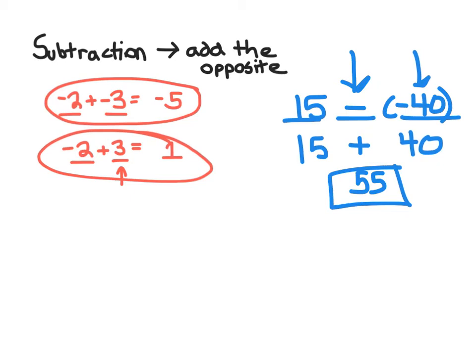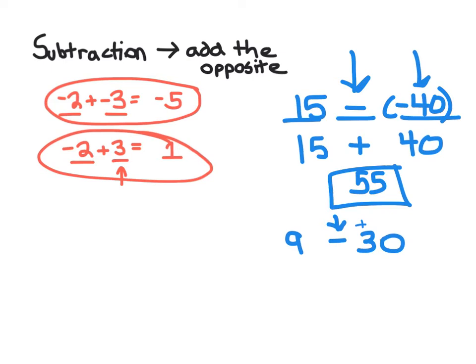All right, let's try another one. 9 minus 30. So again, 9 minus 30, we need to think of adding the opposite. Another way we can think of this is with money, but we'll talk about that in a little bit. Here I have subtraction. 9 minus a positive 30 is really this problem. They just haven't written that positive side next to that 30.